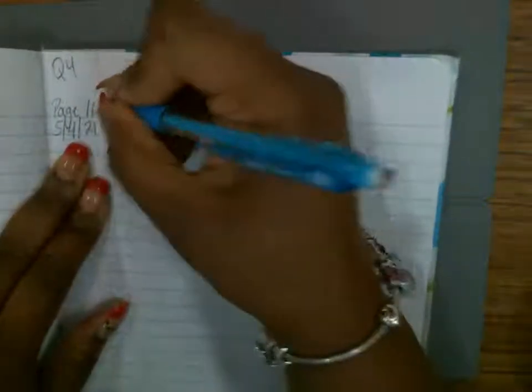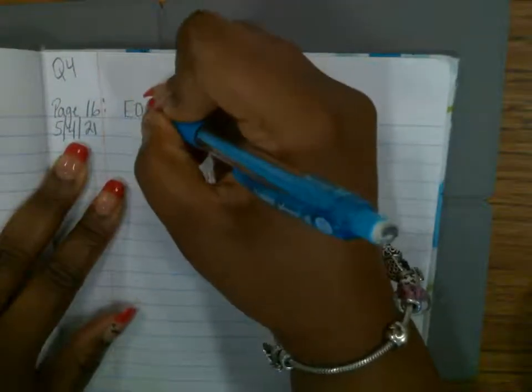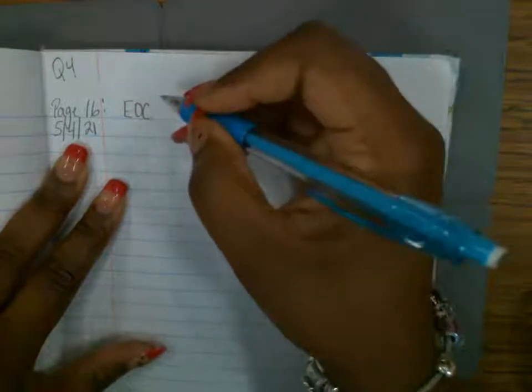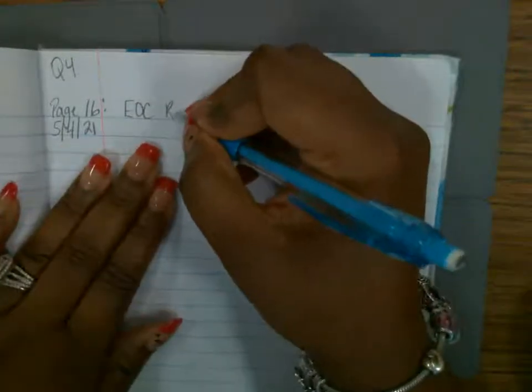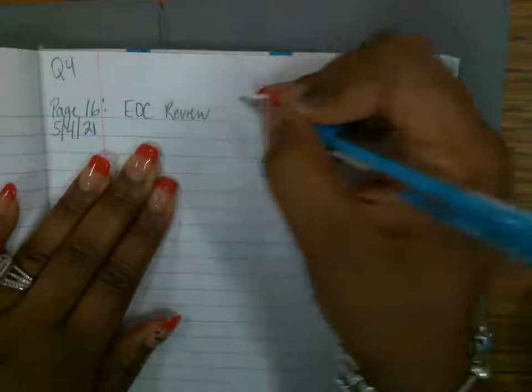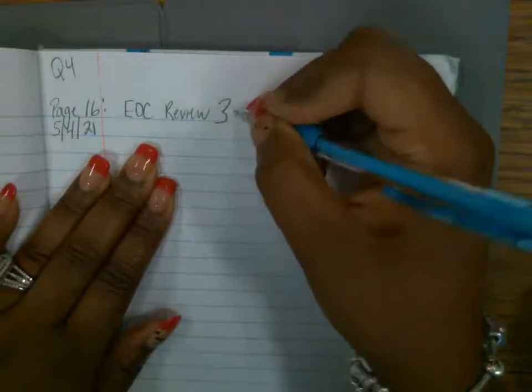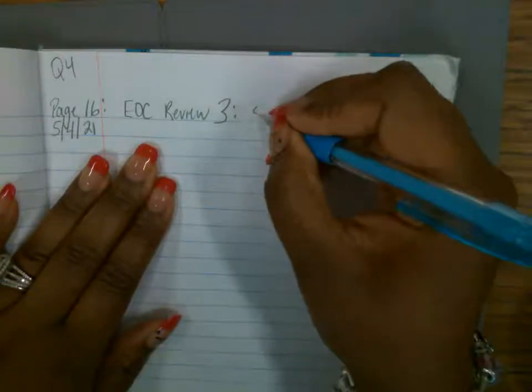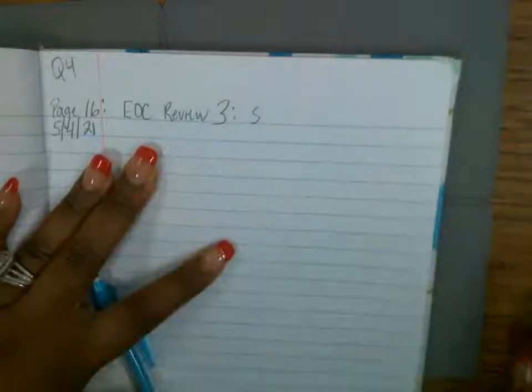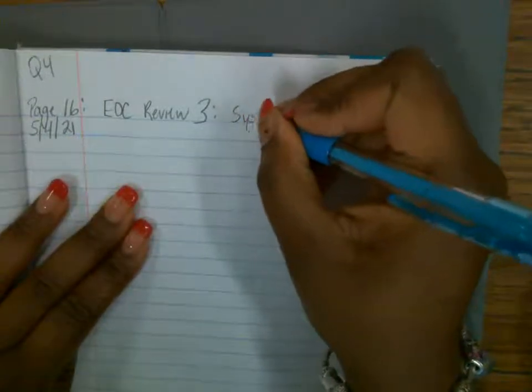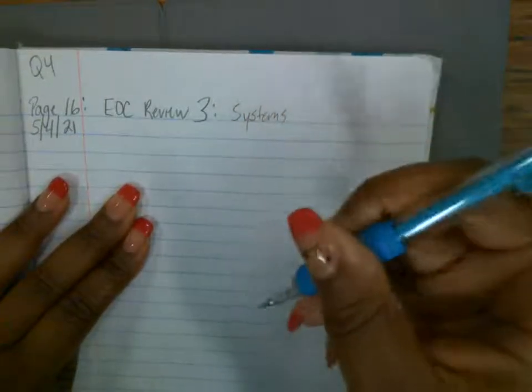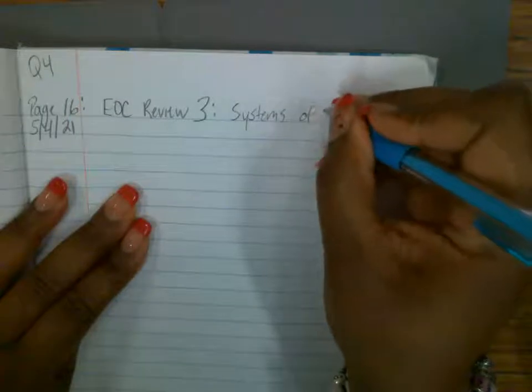The title of this page is going to be EOC, that's end of course review. EOC review, and this one's number 3. This is on systems of equations.